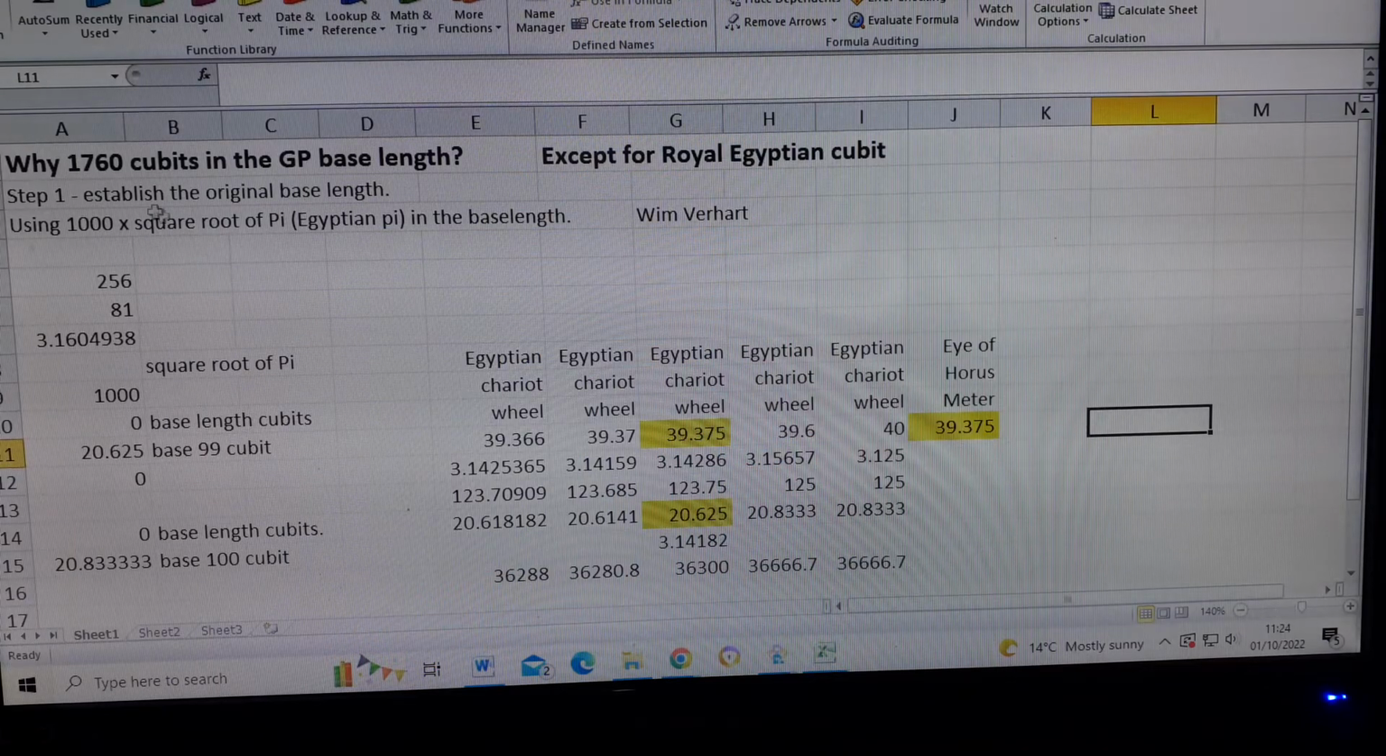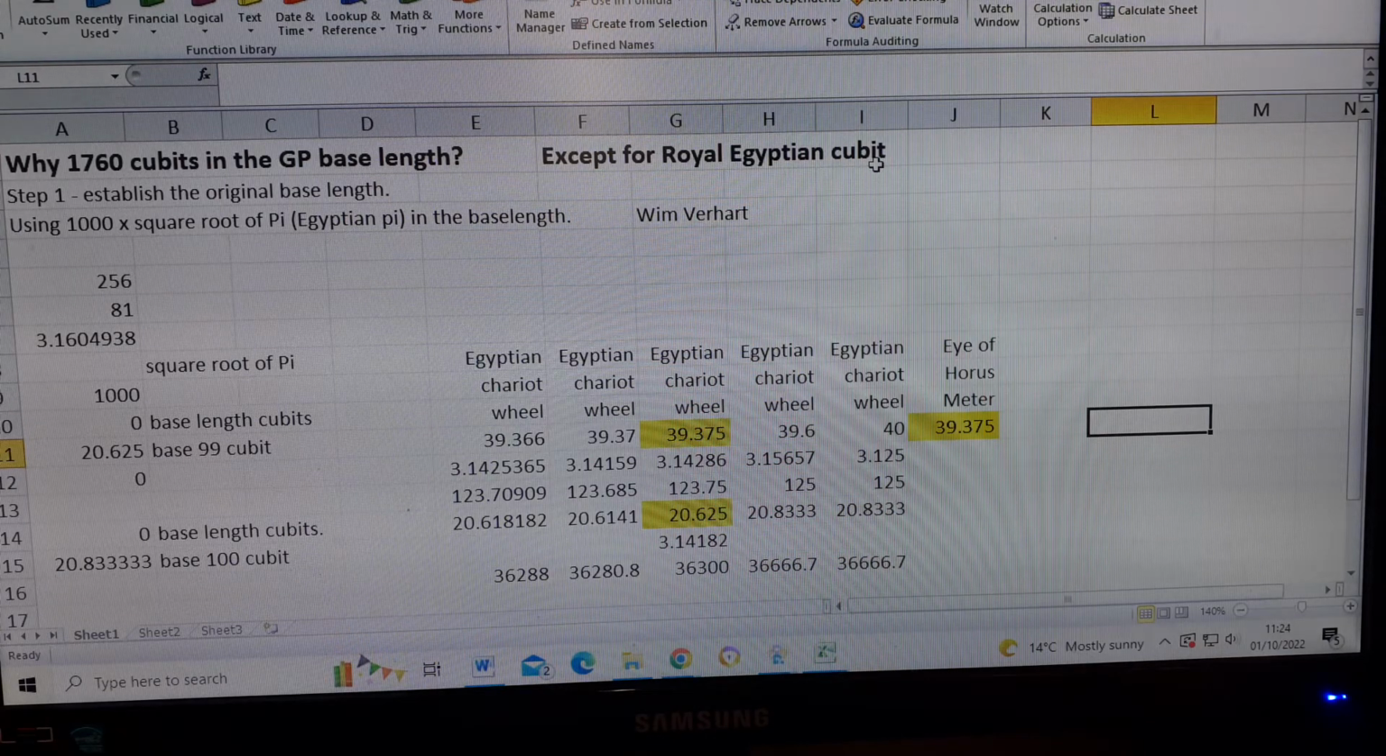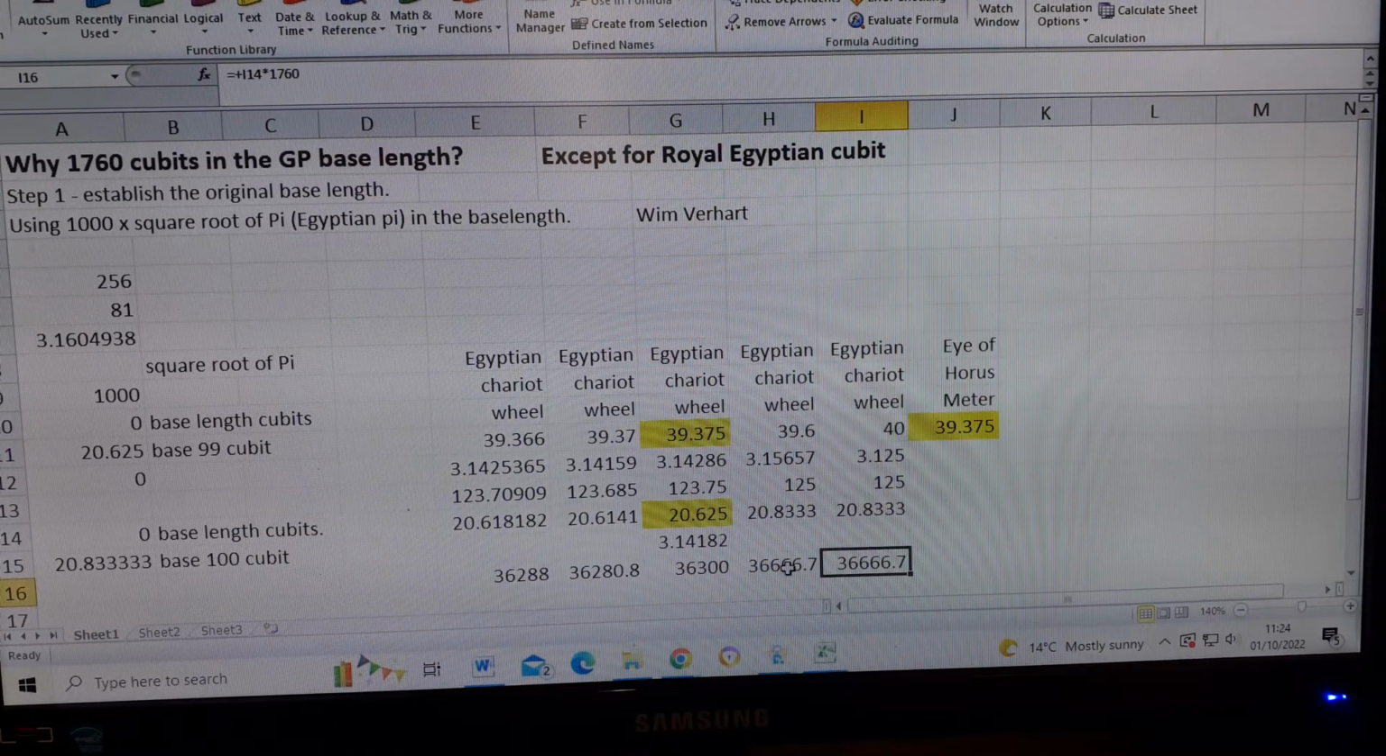And why 1760 cubits in the GP base length? I put except for the Royal Egyptian cubit. Step 1, establish the original base length. Well, we can use Colonel Vyse's measure for that. And this is it. This is what we're working to.